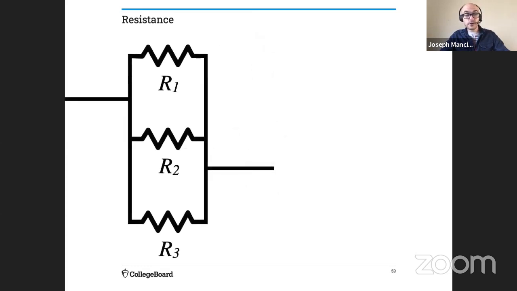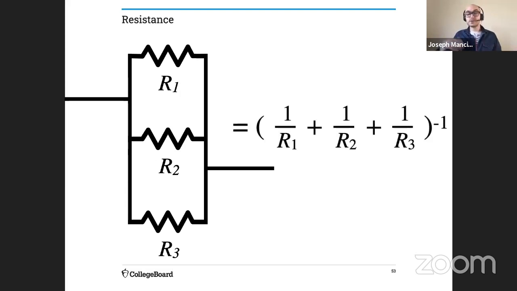So here are 3 resistors arranged in parallel, R1, R2, and R3. And the way that we find the equivalent resistance, what is the resistance of this network of resistors, is 1 over the first one plus 1 over the second one plus 1 over the third one, and then find the inverse.